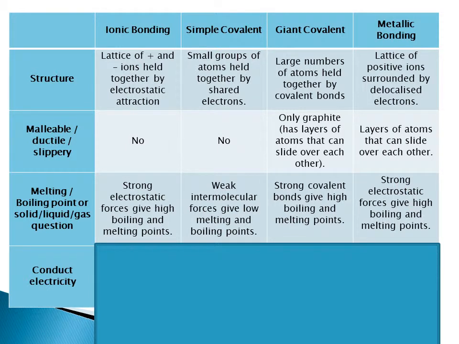Now, let's look at how this works. Ionic compounds are basically all going to be solids at room temperature. Things that have high melting or boiling points, and therefore are solids, are always going to have strong bonds. Look, strong, strong, strong. If you get a question about why so and so is a solid and you say it has strong bonds, you're probably on the way to getting the first mark. Strong forces give high melting and boiling points.